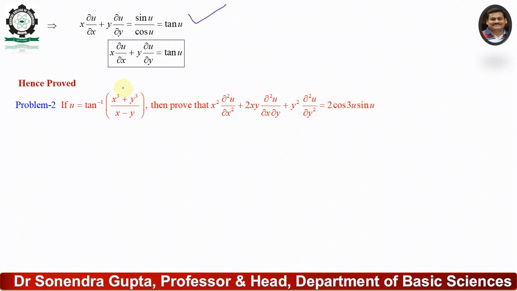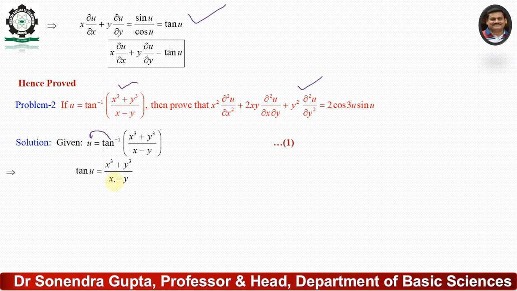That means we can solve the question in the first order as well as the second order. Now here u equals tan inverse of (x cube plus y cube) upon (x minus y). Again, we transfer the tan inverse, then we get tan u equals (x cube plus y cube) upon (x minus y). Now take tan u equal to z.